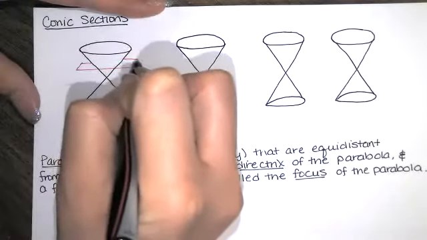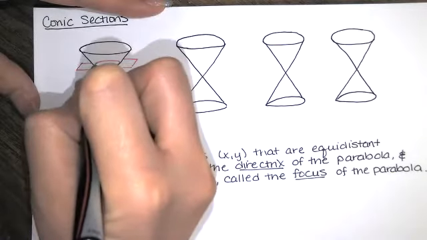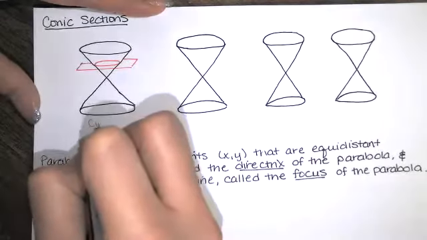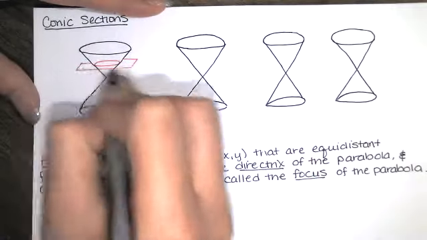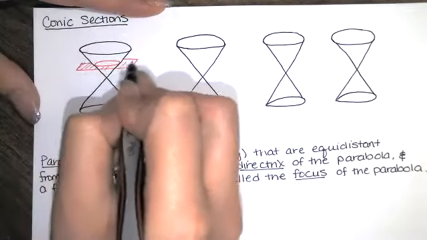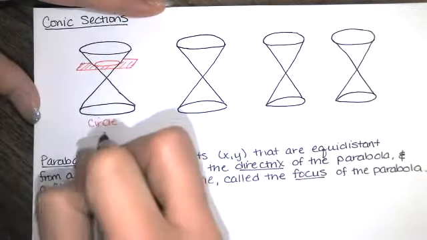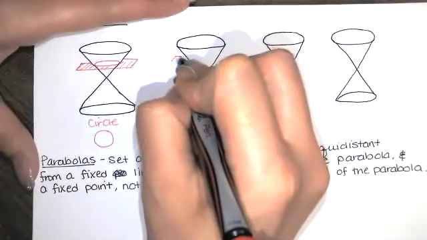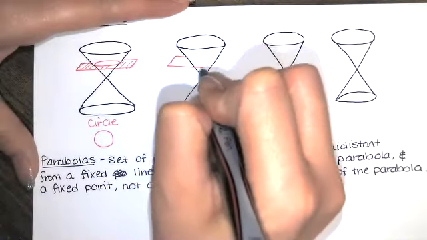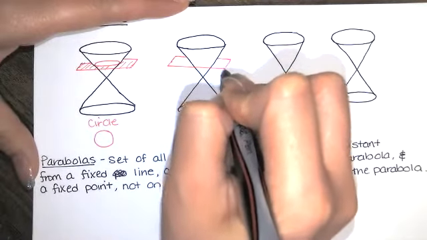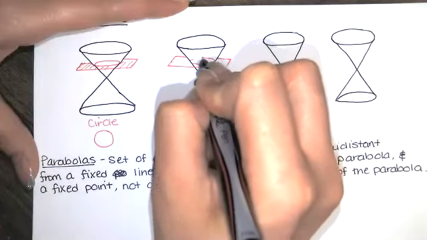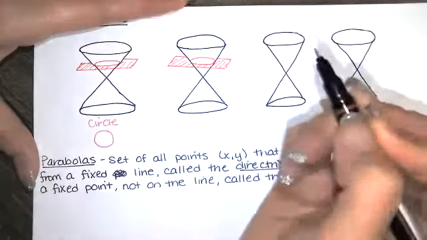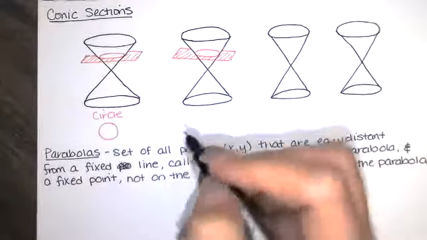to the base of the cone, well, that plane will intersect with the cone in a circle. In that case, the plane is parallel to the base and it doesn't go through that center point there. So the intersection looks like this. Now, if I take my plane and I set it at an angle a little bit, well, now the plane is intersecting the cone in what looks like an elongated circle.